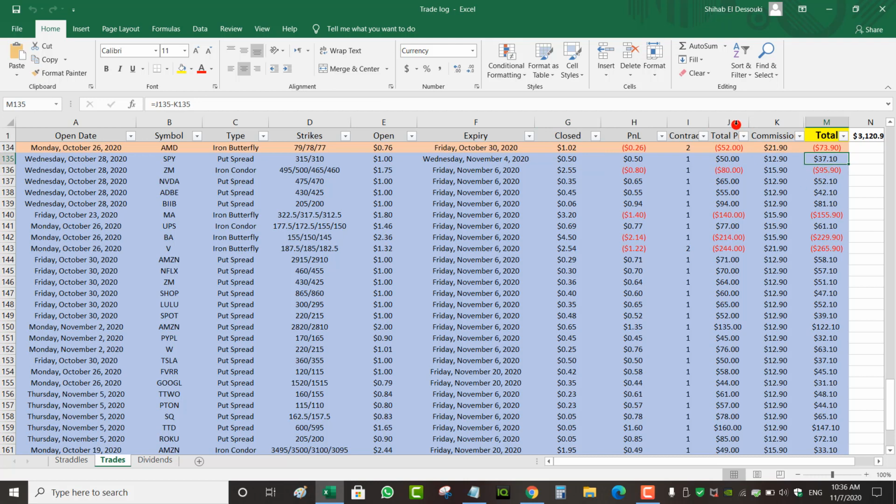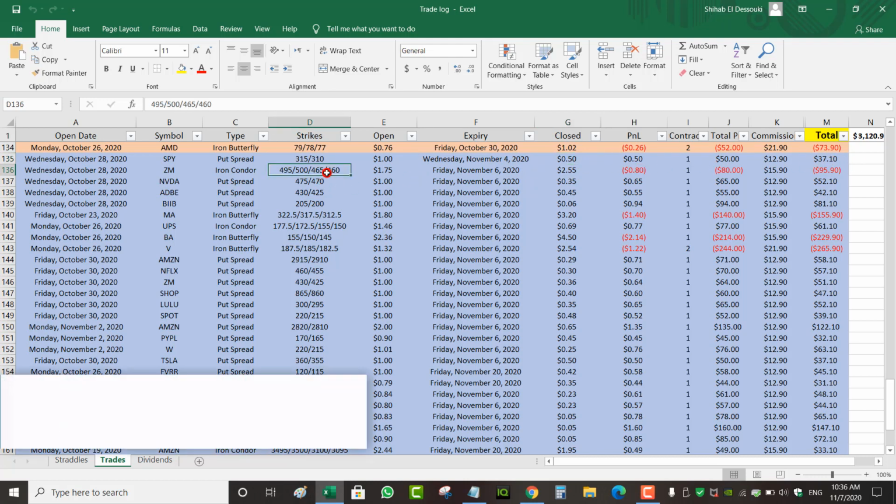That gave me a $50 gross profit, but after commissions, it's $37. This column is my gross profit, this column is my commissions, and this is my net profit because of commissions. But definitely if I had let this trade go to expiry, on November 4th it was above 315, so this would have expired worthless. I wouldn't have had to pay 50 cents to close it. It would have been the full profit of $100.